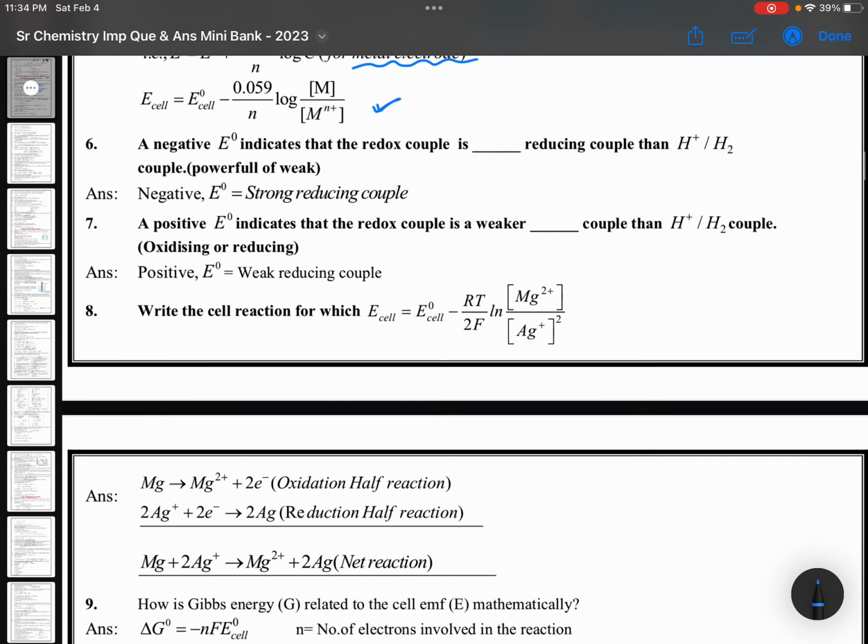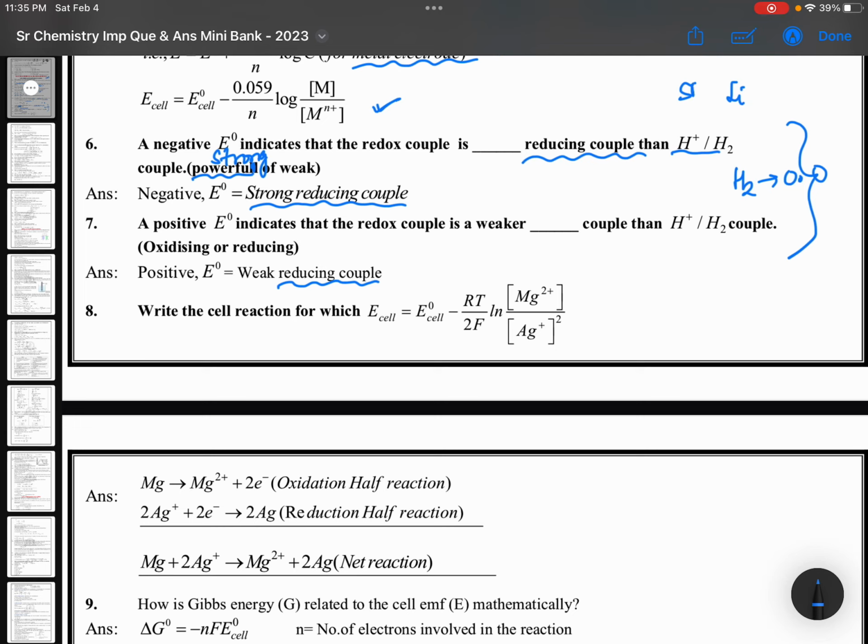A negative E° indicates that the redox couple is a stronger or weaker reducing couple than H+. Negative means a strong reducing couple. A positive E° indicates that the redox couple is a weaker reducing couple. Same meaning, and I will tell you the logic, very simple. Hydrogen's value is taken as 0.